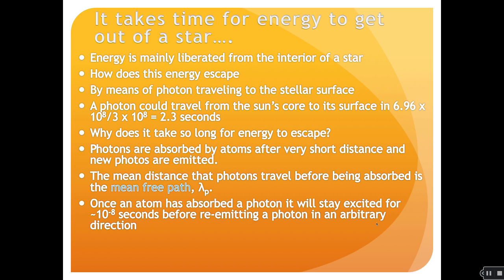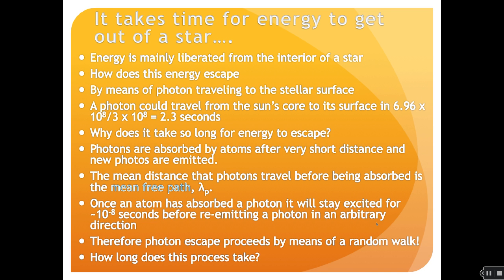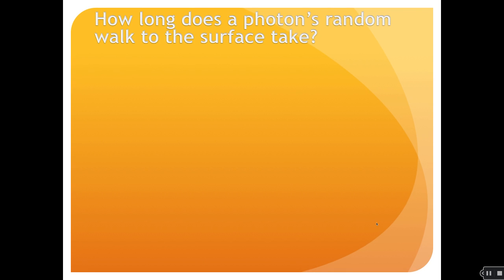Once you have an absorption, that atom stays excited for of the order of 10 to the minus 8 seconds, so 100 millionth of a second. And then it will re-emit. So there's a finite time it takes for each of those interactions. We have this random walk because the photon could be emitted in any direction, so it doesn't necessarily keep going in the same direction after it's been absorbed and re-emitted, and it's going to take time to do each step. So let's work out how long it takes to do each step.